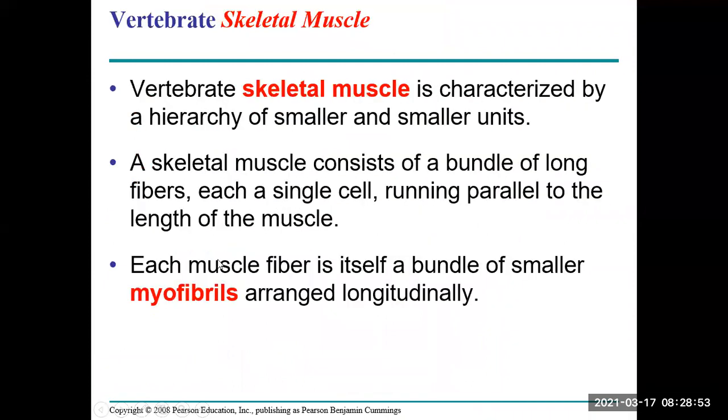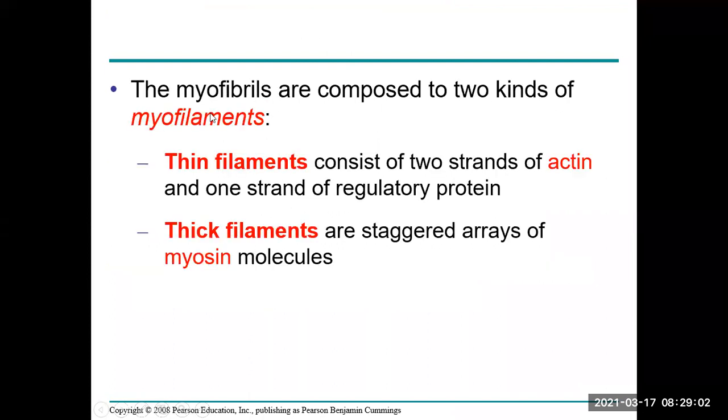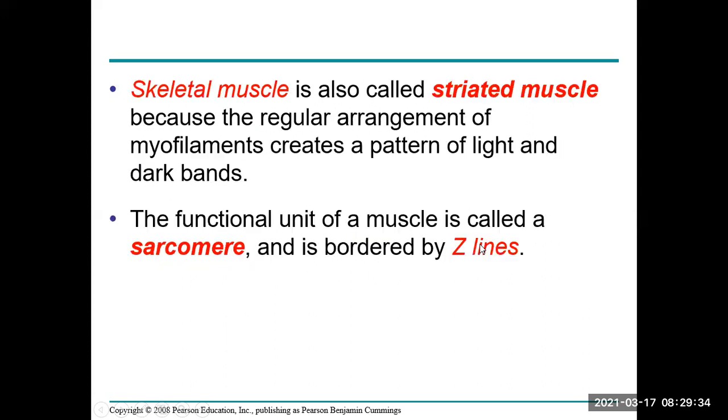So each muscle fiber is itself a bundle of smaller myofibrils arranged longitudinally. The myofibrils are composed of two kinds of myofilaments. The thin filament, by the way, the actin, is a microfilament. You know that, right? It's part of the cytoskeleton. So thin filaments consist of two strands of actin and one strand of regulatory protein. The thick filament is staggered arrays of myosin molecules. We said this, right? The thin one is actin, the thick one is myosin.